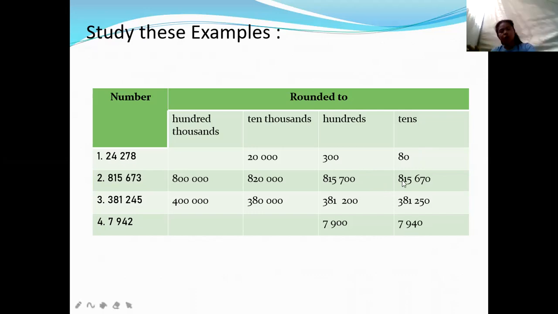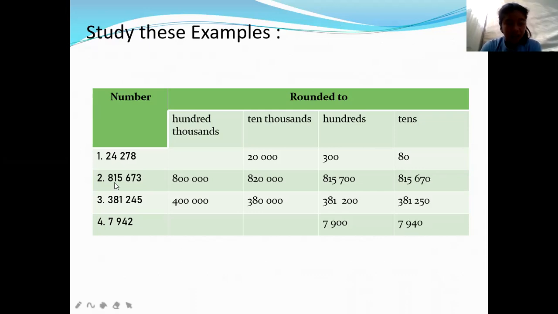Okay, next, number 2. Ano ito sa number 2? Okay, number 2, we have 815,673. So, we are going to round off to 100,000s. Okay, 100,000s na to kay kani si 8, diba? We have 8 here, the 100,000s place. So what is next to 8? What number is next to 8?